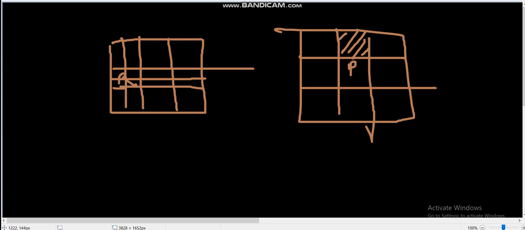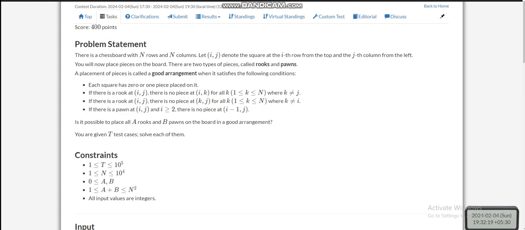So what we have to check is whether we can arrange these a rooks and b pawns on the n cross n chessboard, and we are also given 10 to the power 5 test cases. So how can we solve this problem?